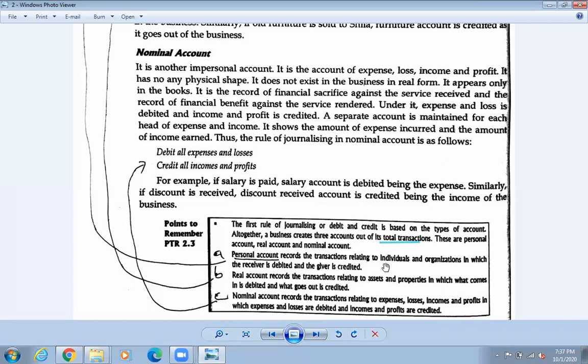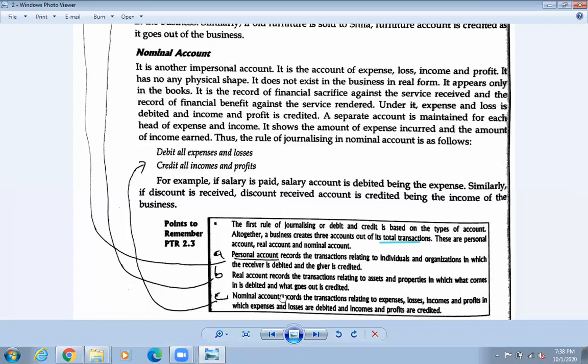Real account records the transactions relating to assets and properties, in which what comes in is debited and what goes out is credited. So in, out. Now what do we need to remember here? In, out.